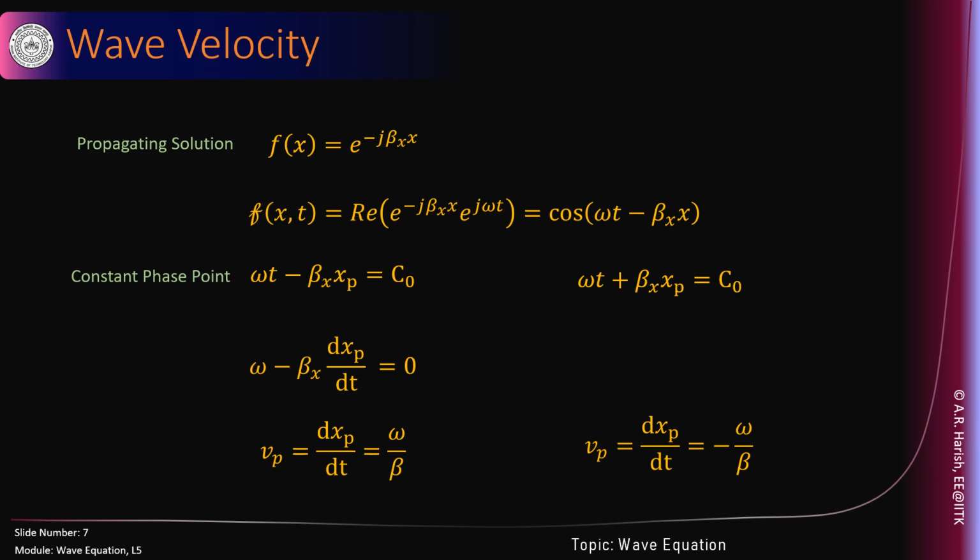Take the derivative, and it is straightforward to show that Vp in this case turns out to be omega by beta with a negative sign. That means e to the power of minus j beta x represents a wave going with positive velocity. It is going in the positive x direction, whereas e to the power of plus j beta x represents a wave going in the negative x direction because it has negative phase velocity. A very quick, very interesting way of representing the wave velocity and the direction of propagation.